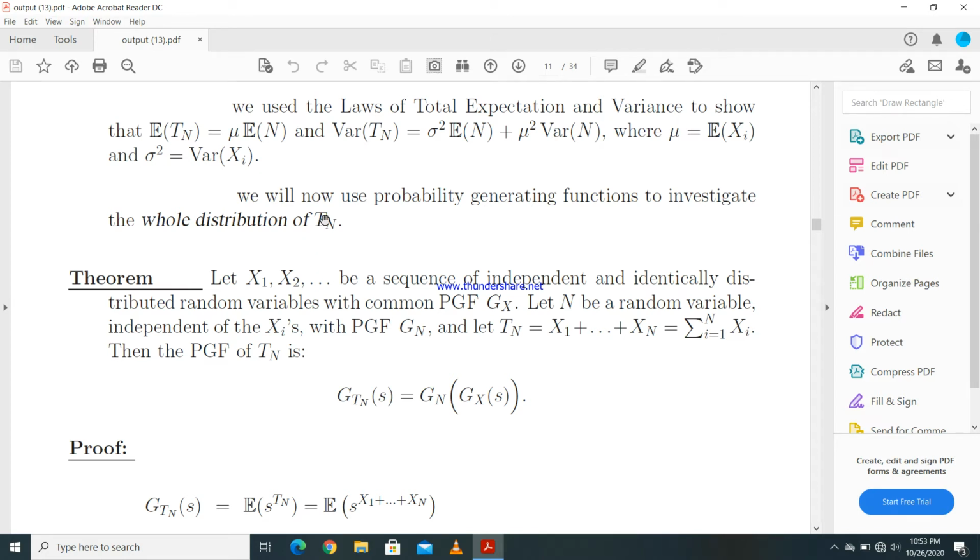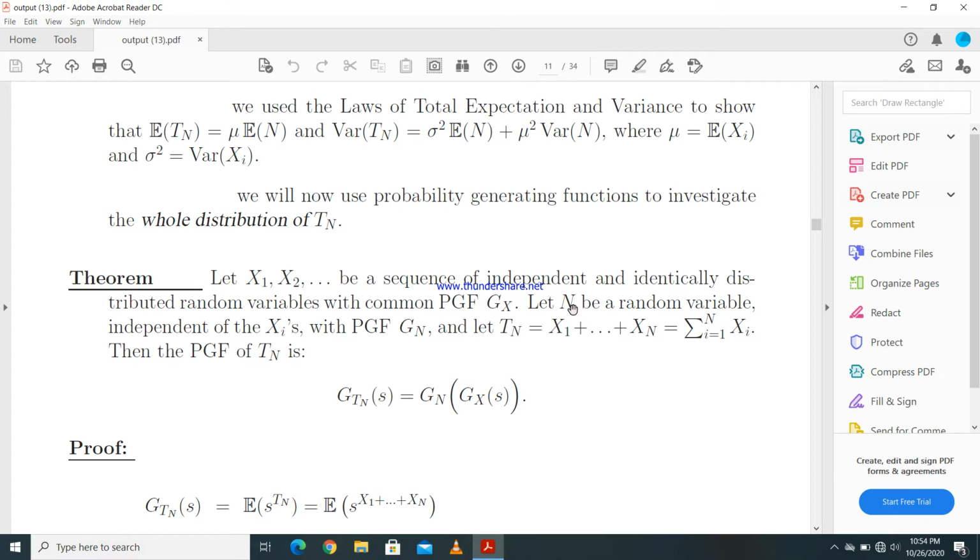For that, we use this theorem. Suppose you have N random variables X1, X2 up to XN, which are independent and identically distributed, with a common probability generating function. The amounts that the customers withdraw are independent and identically distributed, so we can assume the X's have a common probability generating function. Let's take the probability generating function of the X's as GX.